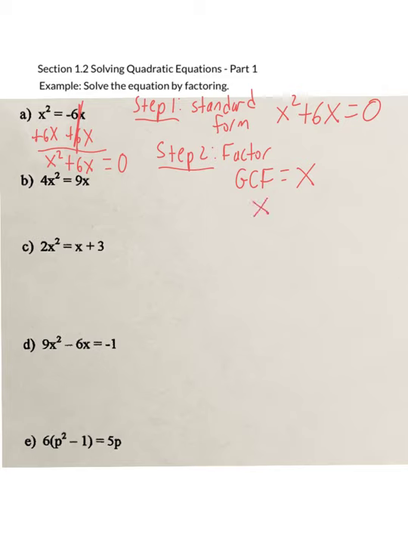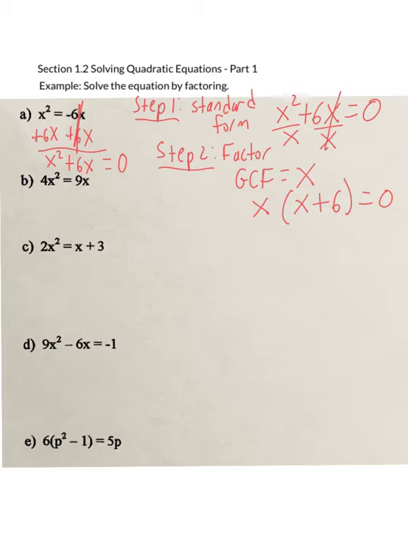So I'm going to write x, parentheses. You put your GCF in front of parentheses, and you divide that GCF out from all the terms on the left side. When I divide x squared by that x, I get x. Bring down the plus symbol. When I do 6x divided by x, that leaves me with 6. And just bring down the equals 0 that you haven't touched yet.